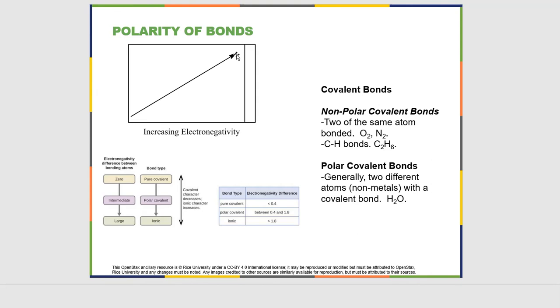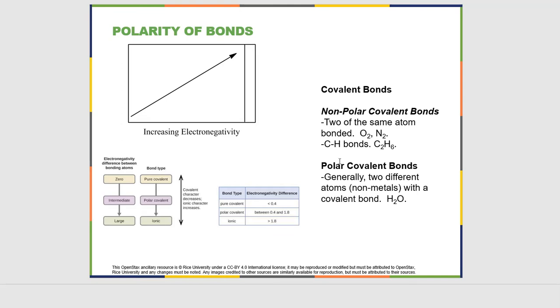And generally speaking, the more electronegative atom is going to have the electron density more on it, and it's going to be partially negative. And the less electronegative atom is going to have less electron density on it, and it's going to be partially positive. And we talked about this before in the previous section. So if we're looking at nonpolar covalent bonds, it's two of the same atom bonded. Oxygen and oxygen, or nitrogen and nitrogen, or anything else, because the two atoms have the exact same electronegativity.